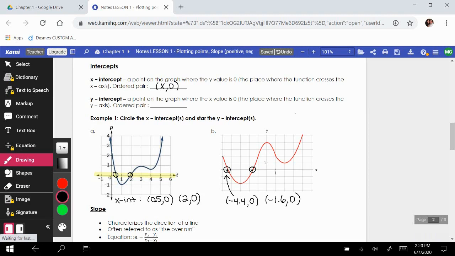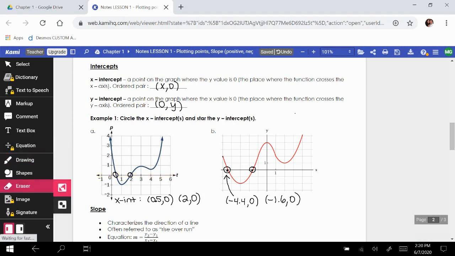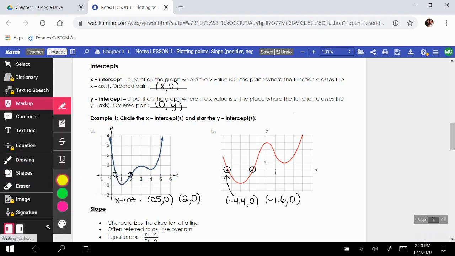The y-intercept is a point on the graph where the x value is 0, or a place where the function crosses the y-axis. So this is what the ordered pair looks like. It's going to have 0 comma y, where you're not going to go left or right at all, so the x value is 0, and then you're going to replace y with some constant. So looking at this first diagram, let me just highlight the y-axis. Remember, the y-axis is the vertical axis. And on the second diagram, I'll highlight the y-axis.